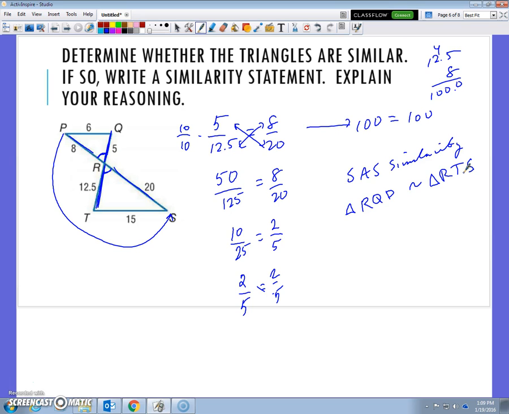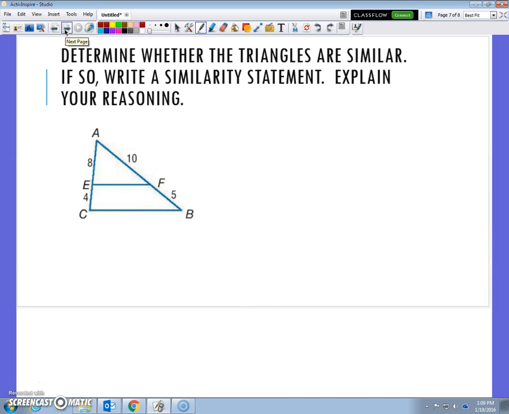All right, so once you can kind of use your proportion statement to figure out what the similarity statement is. And once you have two, there's only one variable remaining. So one side remaining. So determine whether the triangles are similar. So write a similarity statement, explain your reasoning.